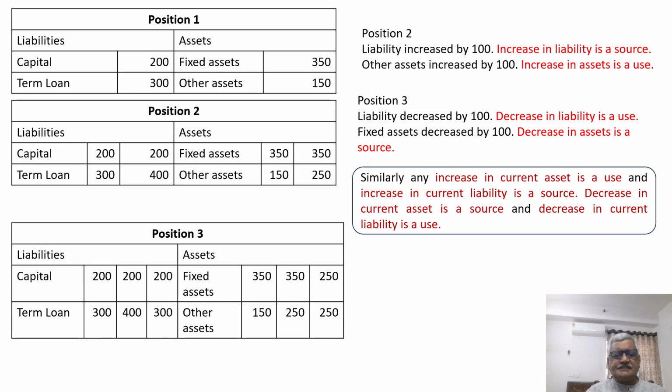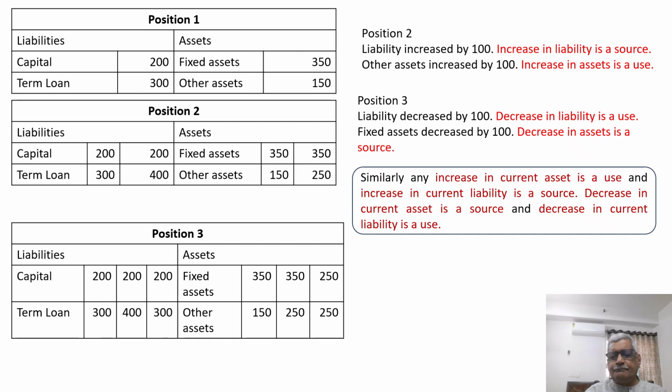Now look at position 1. Capital is 200, fixed assets 350, term loan 300, other assets 150. Position number 2: capital remains the same at 200, whereas term loan increased from 300 to 400. Fixed assets remain at 350, 350. Other assets have increased from 150 to 250.